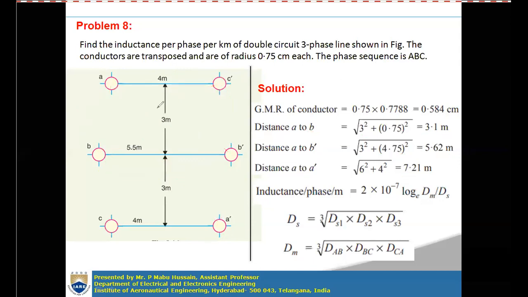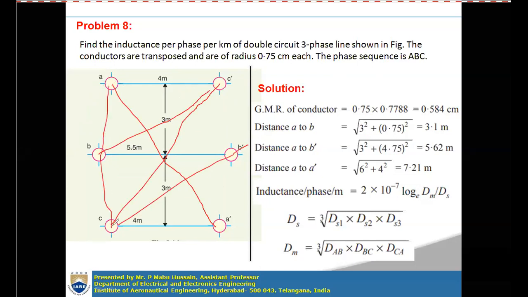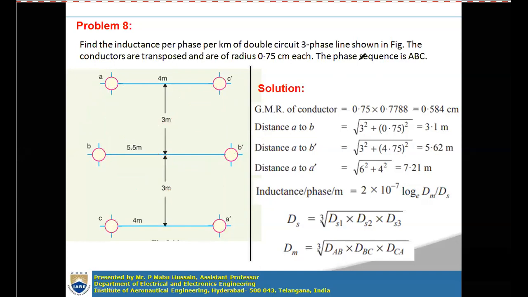So if you know this distance, then this distance also will be the same. If you know this distance, this one also will be the same. Like that you will get all the distances from a particular conductor to the other conductors in the given configuration. After finding all the distances, you then find the Ds and Dm values.